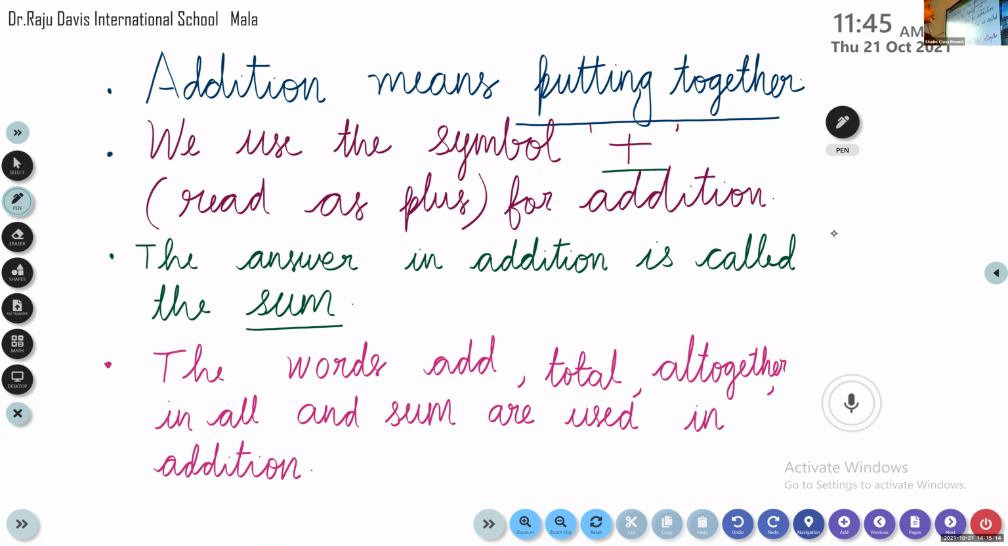Addition means putting together. We use the symbol plus for addition. Very good. Now the third one. The answer in addition is called the sum. And the fourth one? The words add, total, all together, in all, and sum are used in addition. Okay.